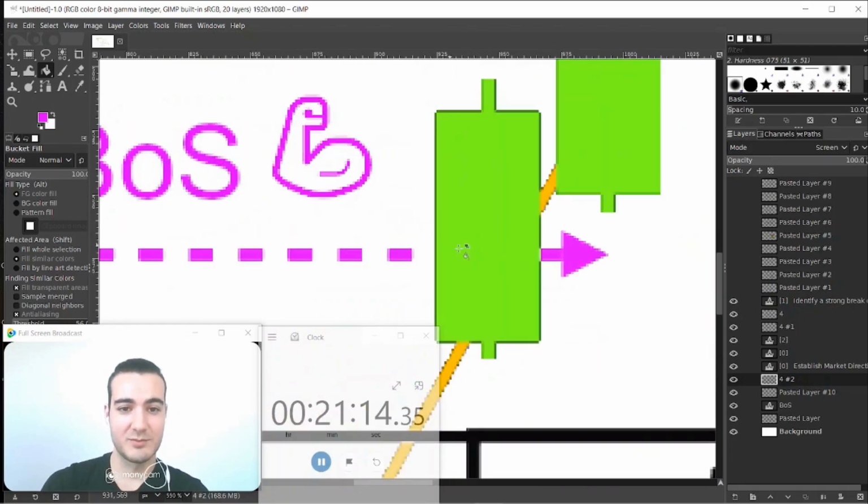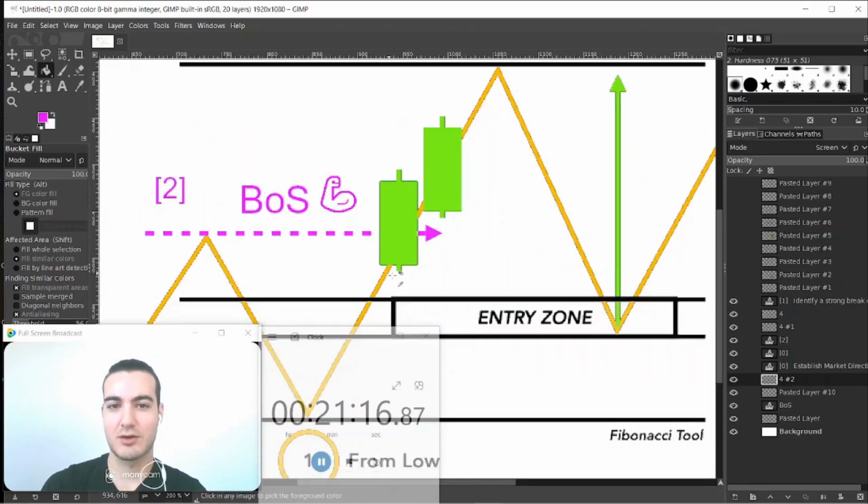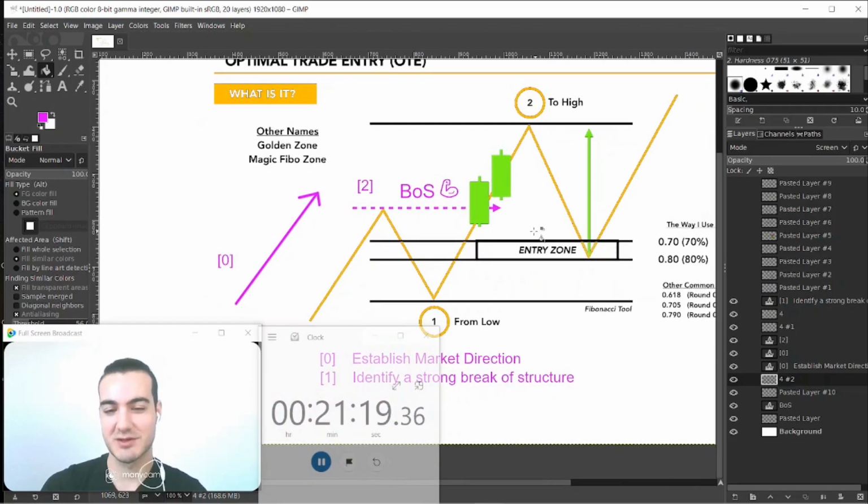That was probably a waste of time, but I just wanted to add this strong arm to indicate that's a strong break of structure.